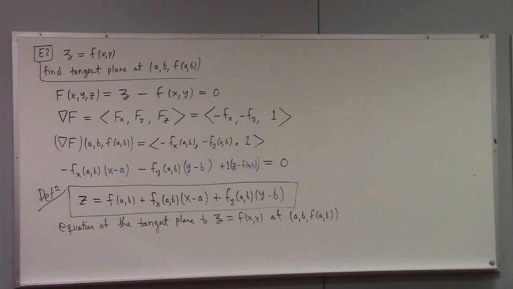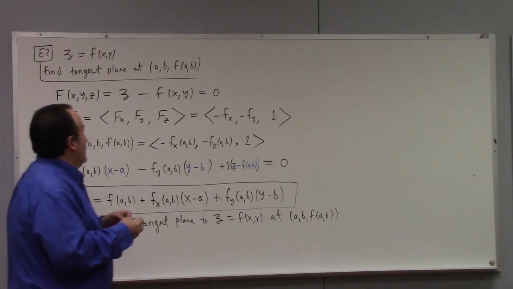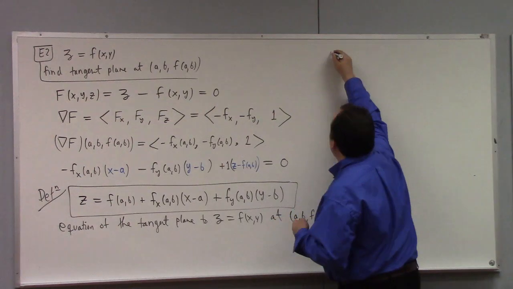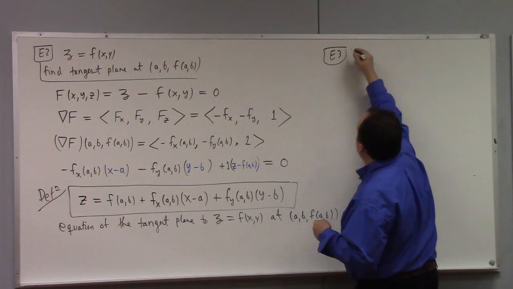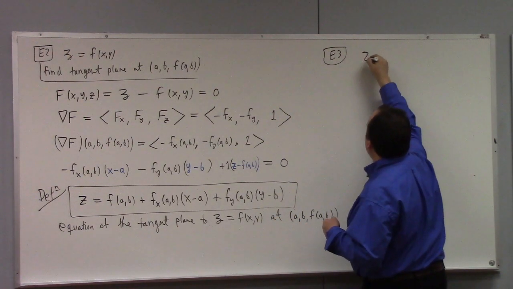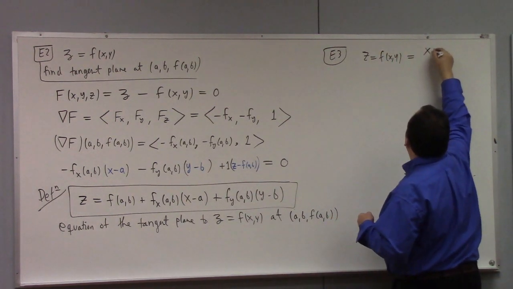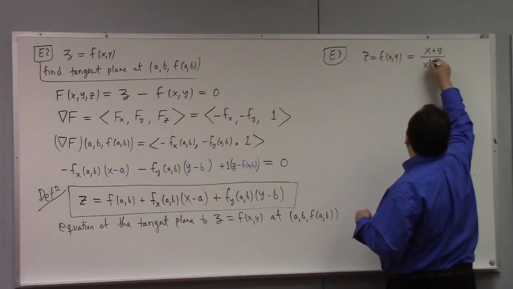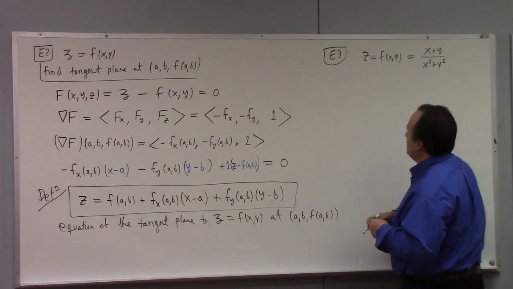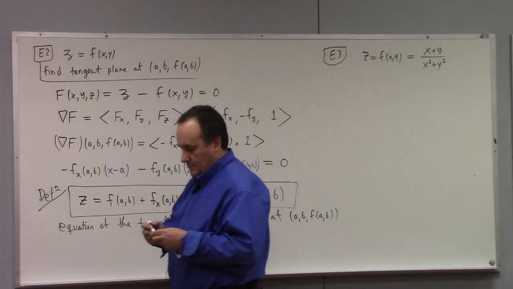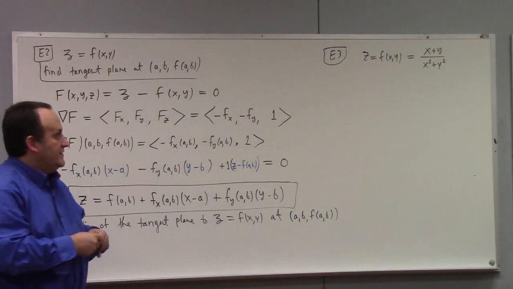So if you have a graph, you don't necessarily want to go through this whole rigmarole I just went through. Maybe you just want to use what I just boxed as your go-to formula for finding the equation of the tangent plane. Let me make it a little more concrete here. If I had z equals f of (x, y) equals, say, (x plus y) over (x squared plus y squared), that's kind of hideous, isn't it? A little bit. Let's find the equation of the tangent plane somewhere.